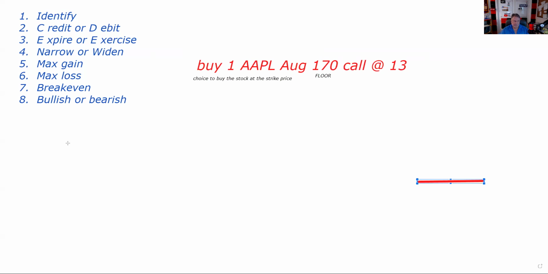Here, we'll put that in black. That's our floor. And here's the price of Apple. Well, let's get a little arrow up here. Okay, so before I turn this into a spread, what is my break even in this transaction? This is a basic option transaction. What is my break even?